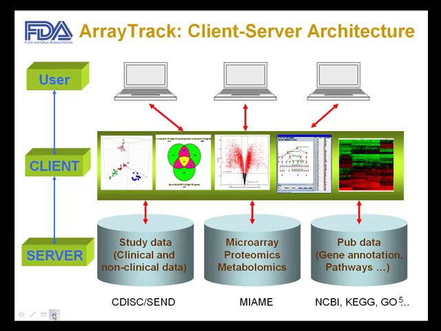This is the architecture of ArrayTrack. It is a client-server system. On the bottom tier you can see the server, which is predominantly databases to store the microarray, proteomics, and metabolomics experiments, to store the study data, and to store data that's been collected from public databases such as pathway information, gene annotation, protein ortholog information, and so forth. The client tier pulls the data from these various databases, and it uses that to perform analyses and different visualizations, and this is what the user is able to view and access.